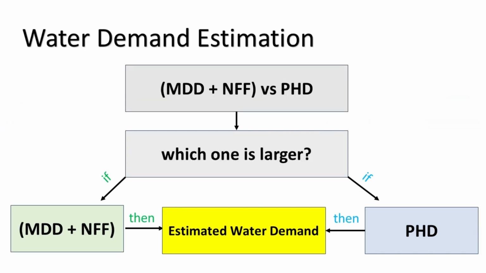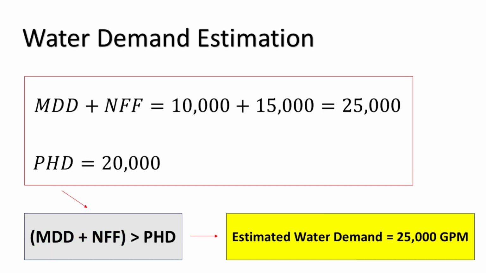To conclude the water demand estimation for a proposed development, it is necessary to compare the sum of MDD and NFF against the value of PHD. The higher value in this comparison will be adopted as the water demand. For example, if MDD is 10,000 gallons per minute, NFF is 15,000 gallons per minute, and PHD is 20,000 gallons per minute, then the sum of MDD and NFF would be 25,000 gallons per minute. This value surpasses 20,000, therefore making the estimated water demand 25,000 gallons per minute.